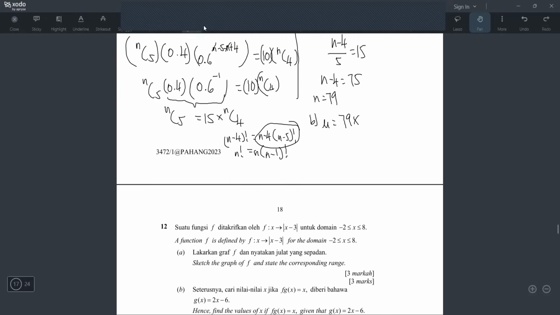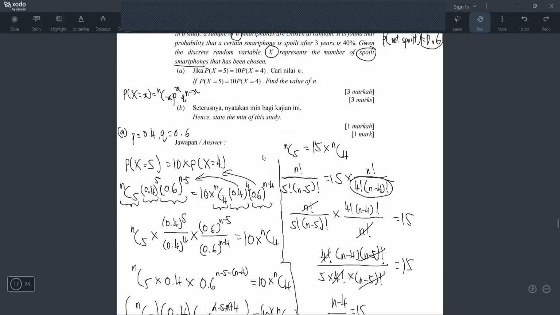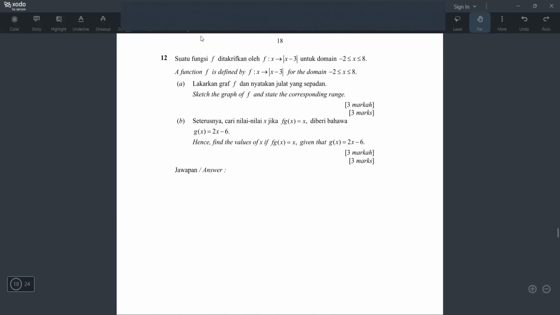So your probability of success is 0.4. So when you press this, you will get 30 something. Let's press. You will get 31.6. So definitely that's the answer, 31.6. And since this is the number of smartphones, I don't think you have to write any unit there. So that's all. All right, let's continue with question number 12.